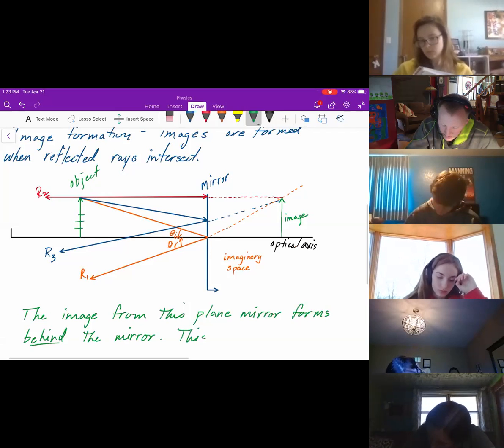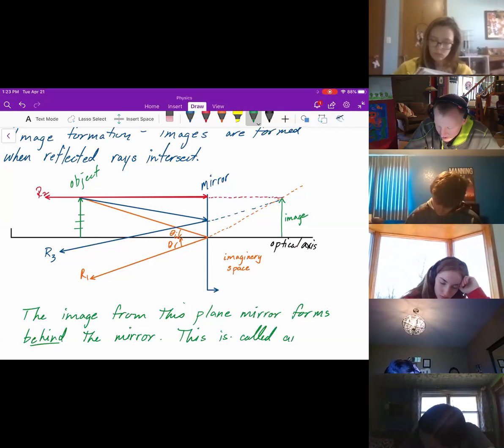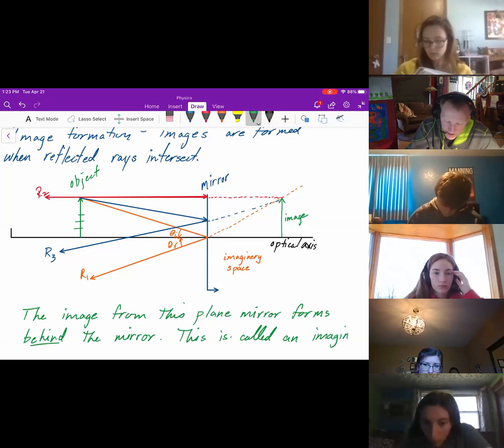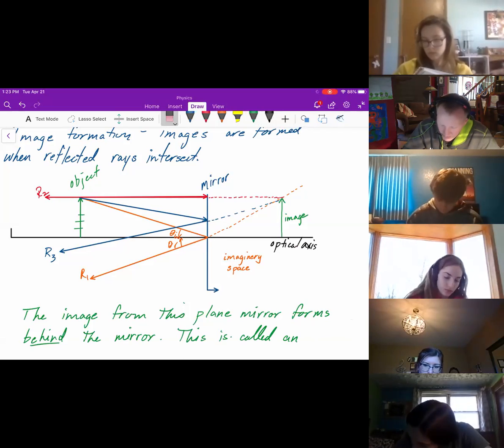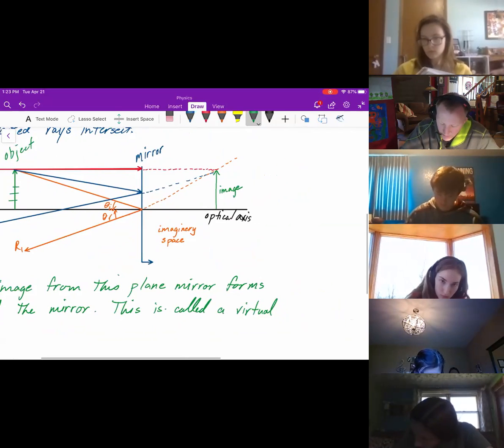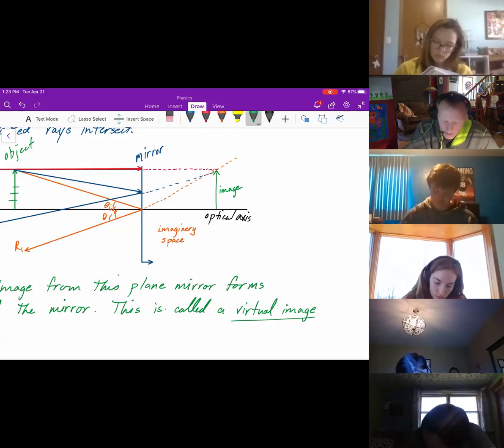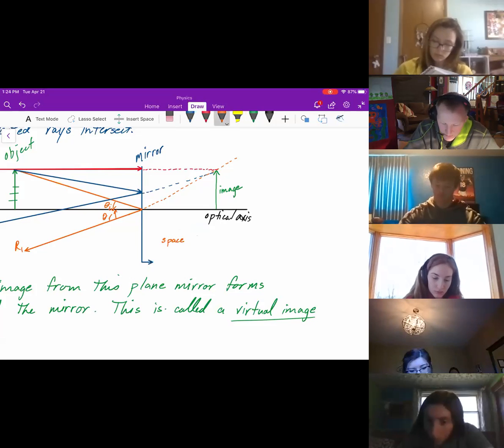This is called an imaginary. No, not imaginary, a virtual. Got my terminology mixed up there. Virtual image. I want to go up and change that to my orange writing up here, not imaginary space, virtual space. My apologies.